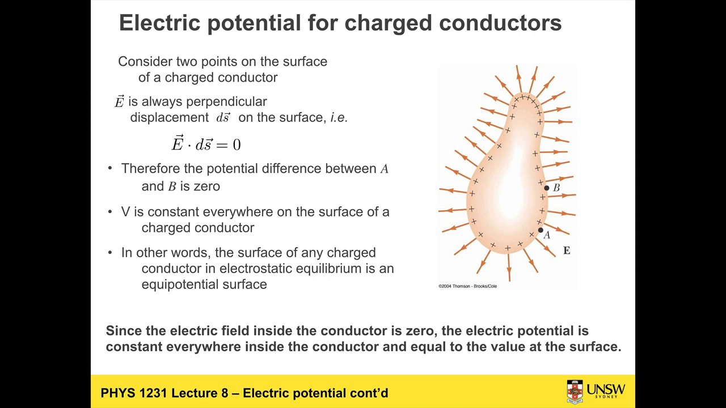We used the electric potential and properties of the electric potential to derive some results for charged conductors. I'll just go through this really quickly. Once again, the electric field is always perpendicular to the surface of a conductor, and because of this, the potential difference between any points A and B on the surface is 0, so V is constant everywhere on the surface of a conductor. And you could also show that since all the charge resides on the surface and there's no field inside the conductor, the potential is the same everywhere on the surface and inside the conductor.